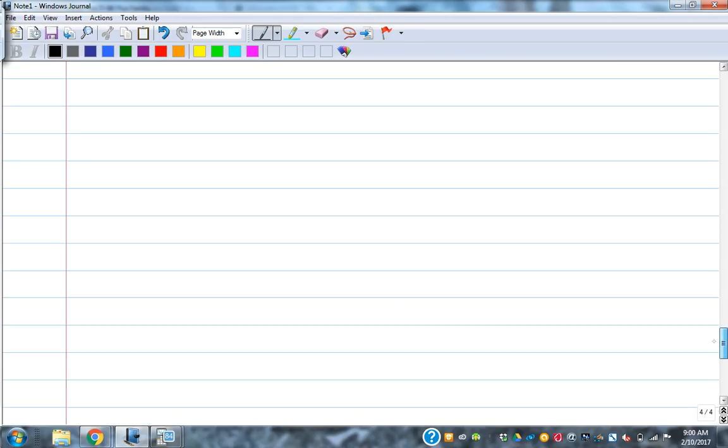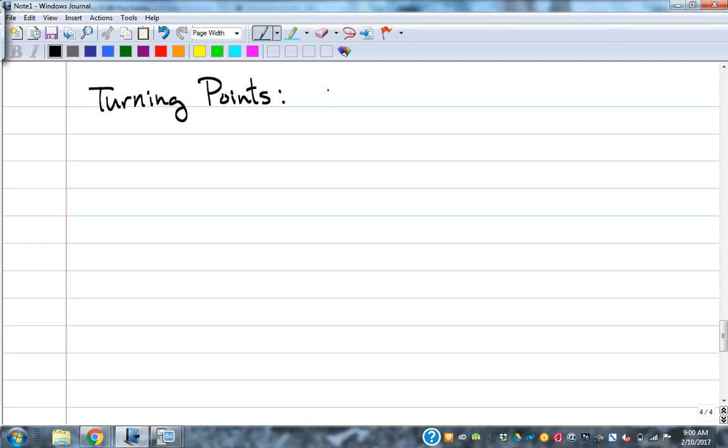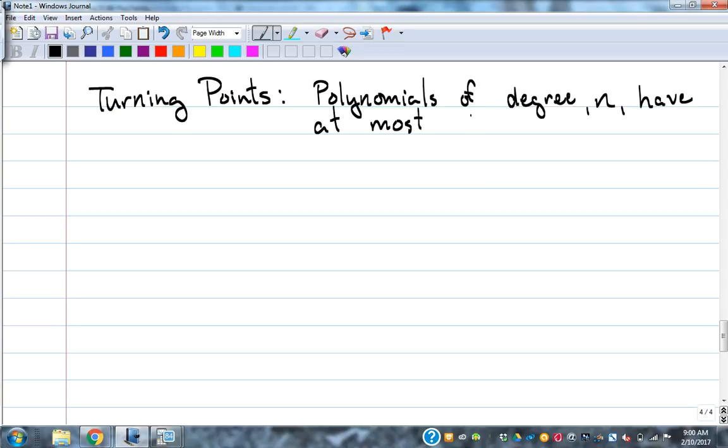Okay, so turning points: polynomials of degree n have at most n minus 1 turning points. Okay, so whatever the degree of the polynomial is, subtract 1, and that's how many turning points it could have.